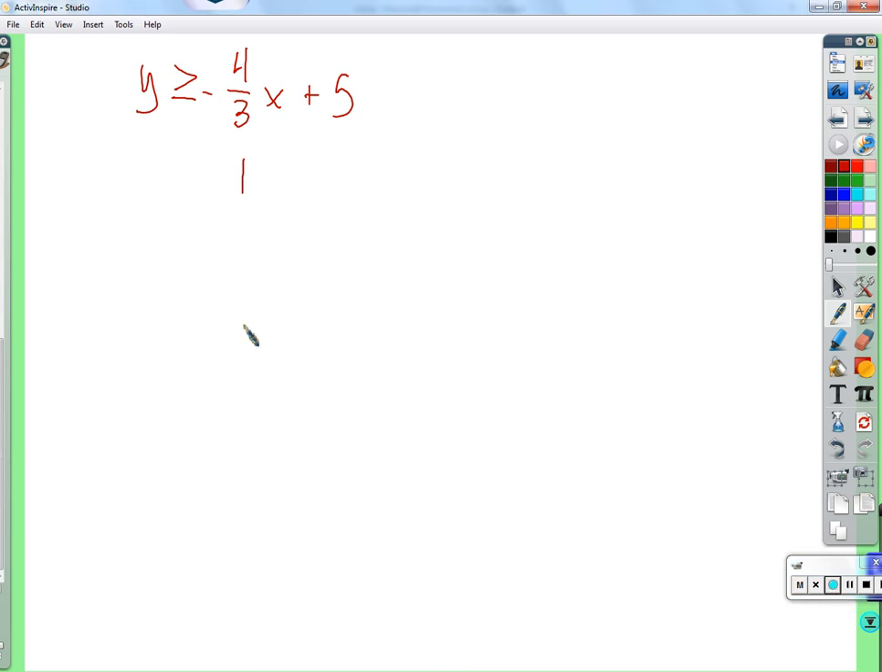Equals two part, that will be the line. We'll take care of that. That's the easiest way to start, right? It gives us a cutoff for where the shaded area should end or begin. So it's got a y-intercept of 5, and a slope of negative 4/3.